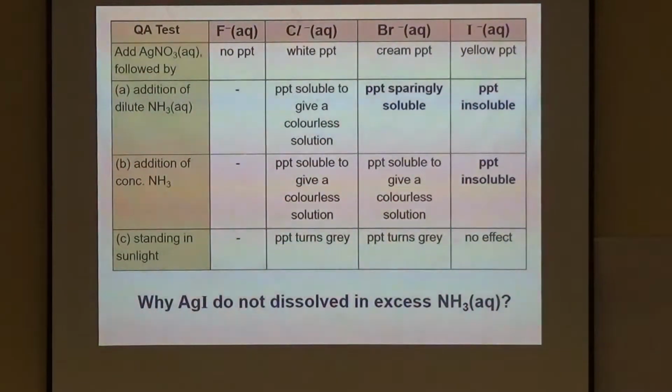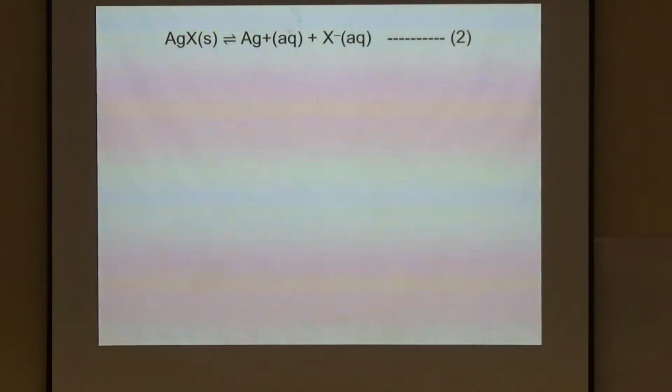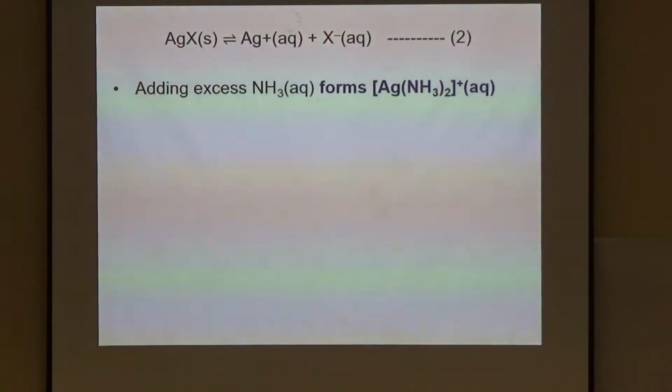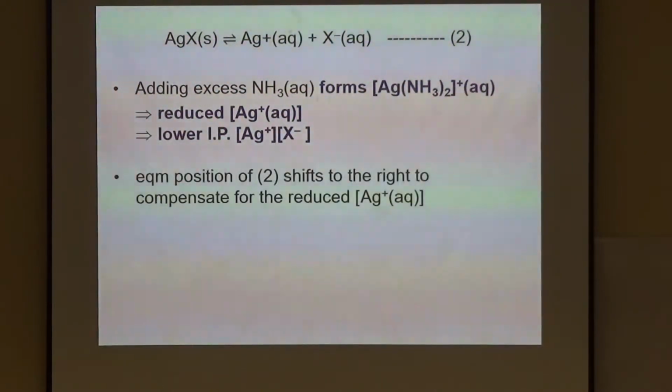Okay, so the question now becomes, why doesn't the silver iodide respond in the same way as the chloride and bromide? Let's look at this equation in general. Adding excess ammonia, if you form the complex, you decrease the Ag+ concentration, and therefore equilibrium 2 will shift to the right to compensate for the decreased silver ion concentration. Now, think about this.